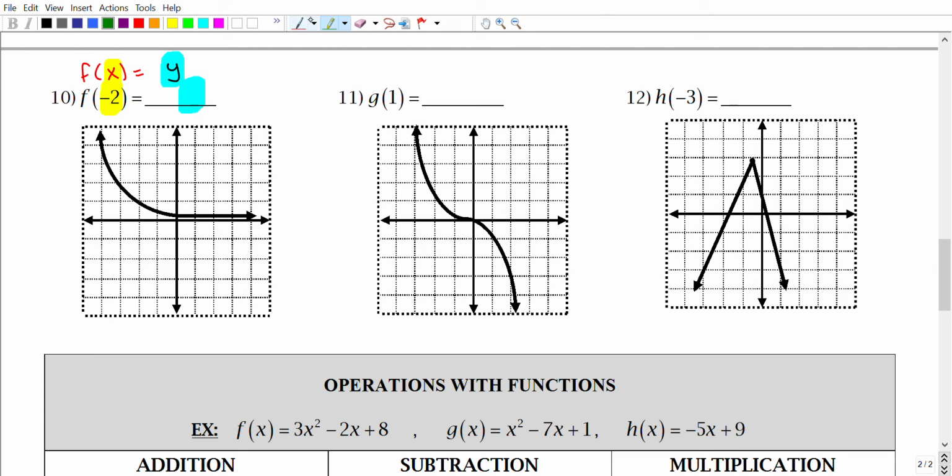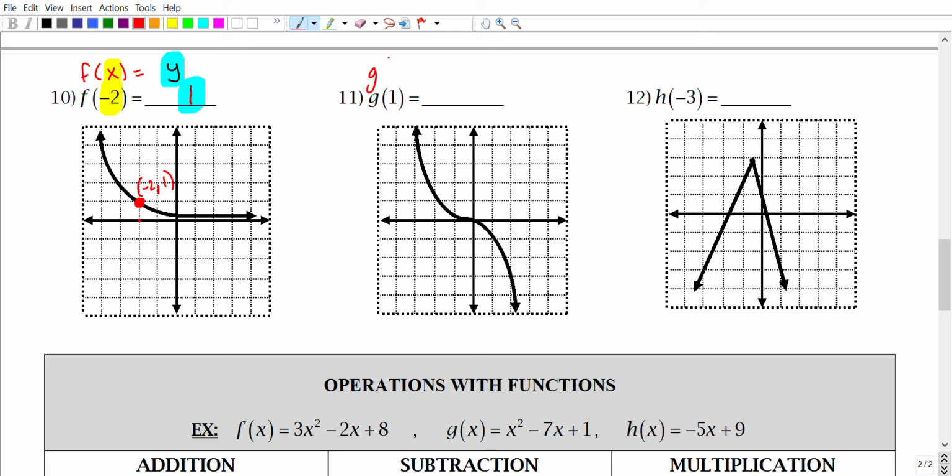So if I go -2 on my x, so 1, 2, I have to go up or down. Well, my graph is up here, so I have to go up. So what y value is that? Well, this is, again, the ordered pair -2, comma. I went up 1, so a +1. So my answer here has to be a +1. All right, next one.